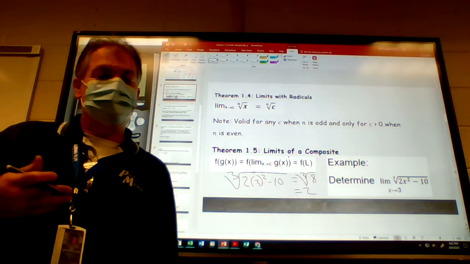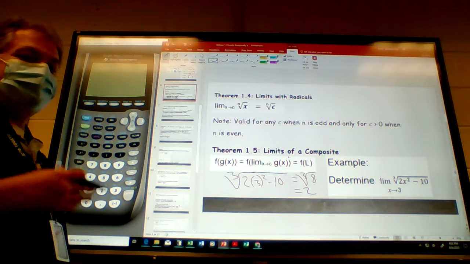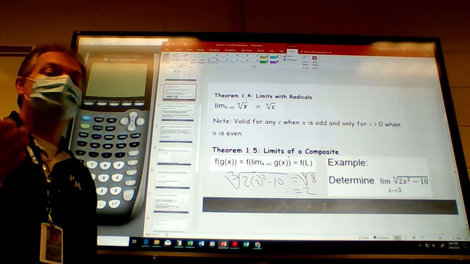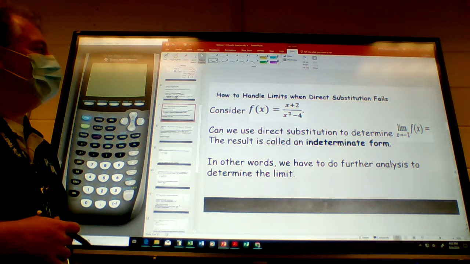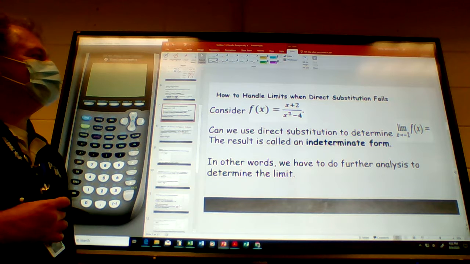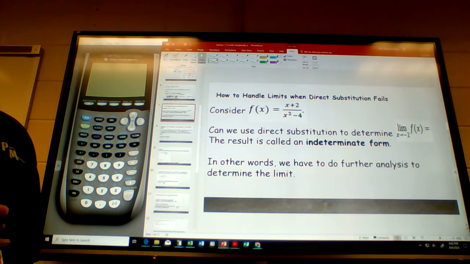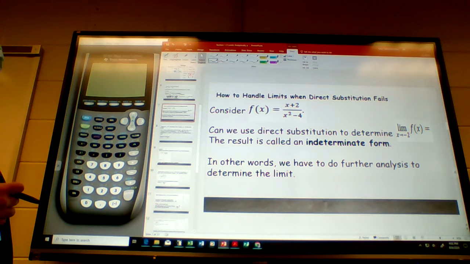So now, as I stated a moment ago, a lot of this is algebra. Calculus is based on algebra. It's also based on geometry and all the other classes, but it's mostly algebra. All right. Now, how to handle limits when direct substitution fails. We talked about this a little bit last time, but I'm going to go over this again with you. So, basically, can we use direct substitution to determine the result? If not, it is called indeterminate form. In other words, we have to do further analysis to determine the limit.